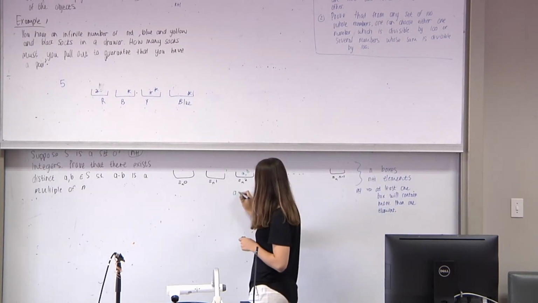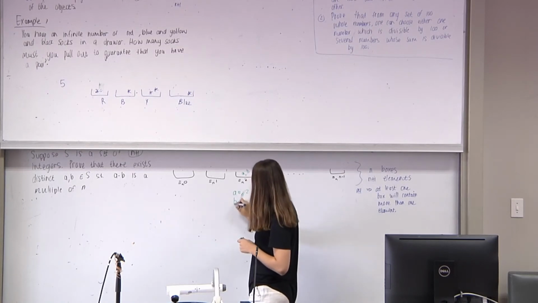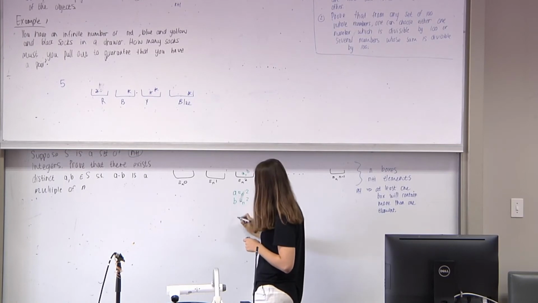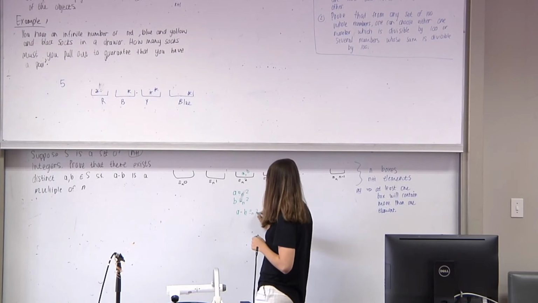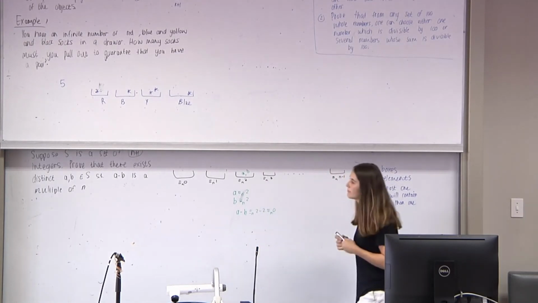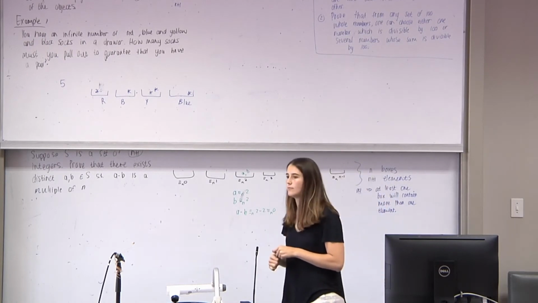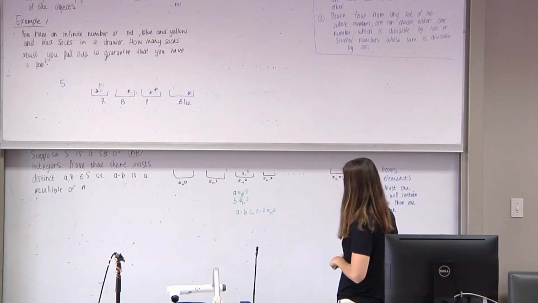Then, since A is congruent to 2 mod n and B is congruent to 2 mod n, it means A minus B will be congruent to 2 minus 2 mod n, which is 0 mod n, meaning it is a multiple of n, divisible by n.